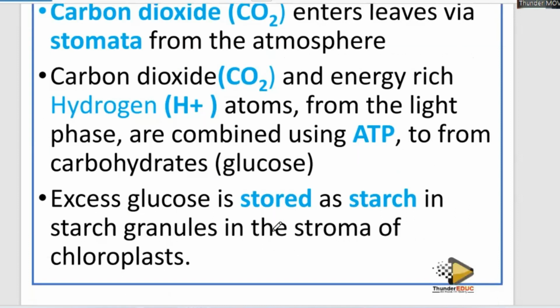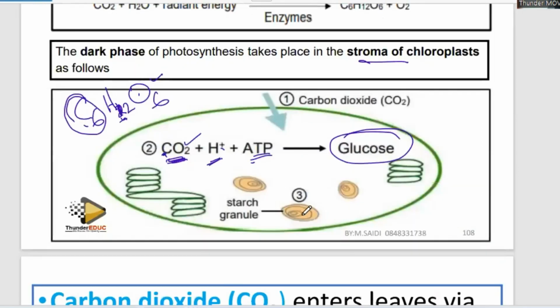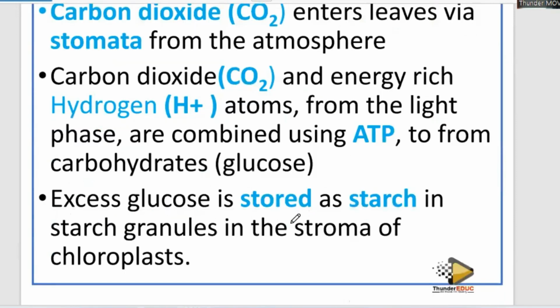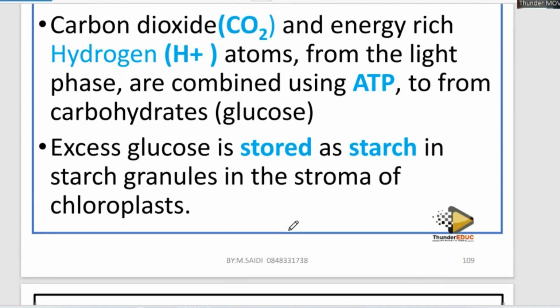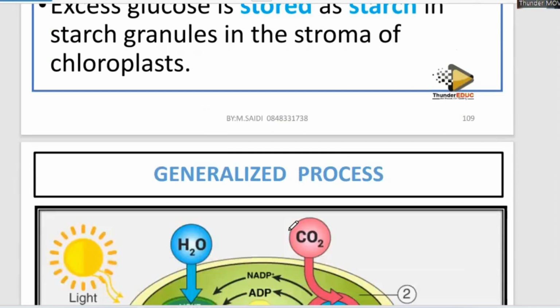The excess glucose, the glucose which is not going to be used. Remember, these plants require this glucose. This glucose is meant for them, not for us to eat. The excess glucose will be stored in the form of starch, and it is stored in the stroma of the chloroplast. That's why if you look at the structure of the chloroplast, you'll see the starch grains in there. If you apply iodine, you'll see that it turns blue-black. Why? Because that leaf has starch.